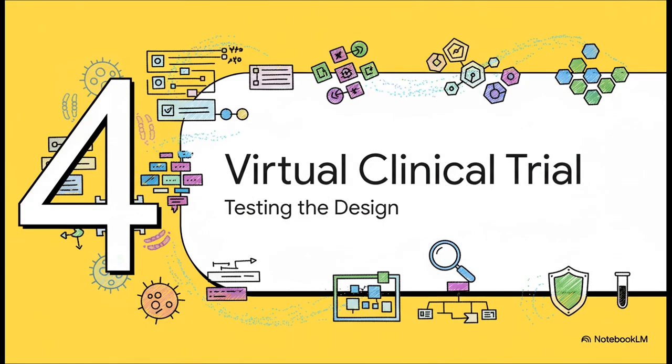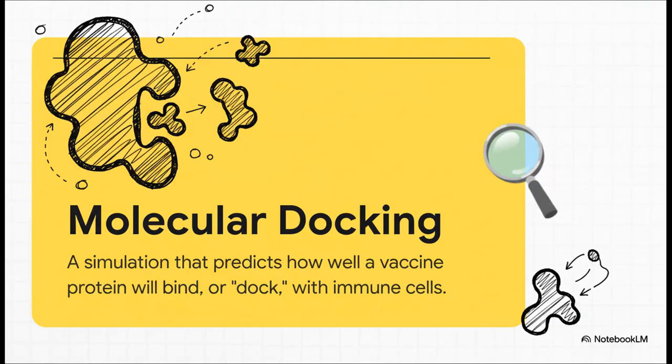But hey, a fancy 3D model is one thing. The real question is, would it actually work? To find out, the researchers put their digital creation through what was basically a completely virtual clinical trial. So, their first test was a technique called molecular docking. This is basically a simulation that predicts how well the vaccine protein will bind or dock with the key receptors on our own immune cells.